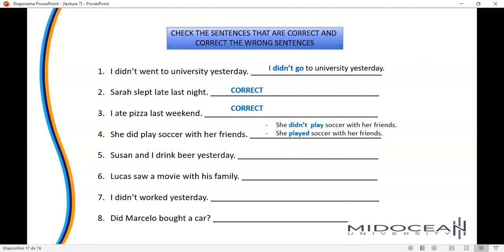What's the right answer? Okay, sentence number 5. Who wants to answer? I read the example here. Susan and I drank beer yesterday. So you have a mistake. The simple past of the verb drink here is drank. Okay. Voilà.